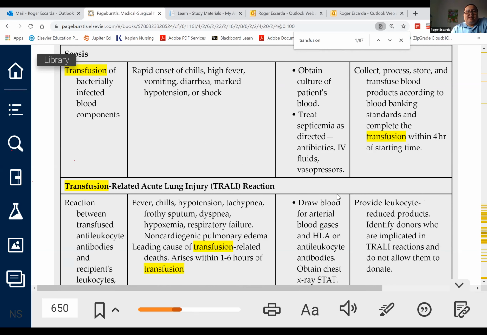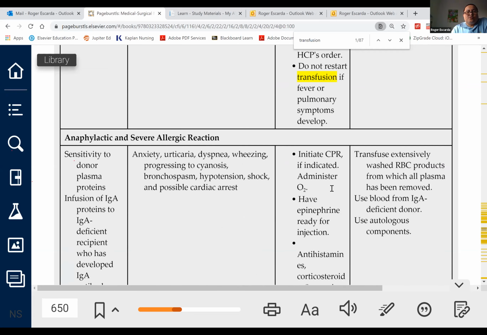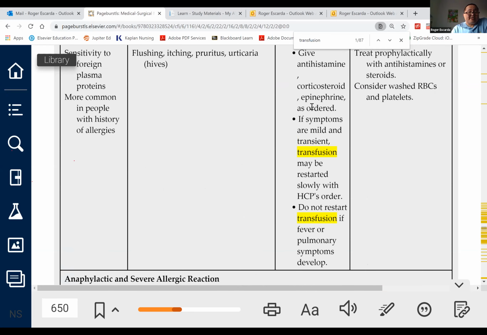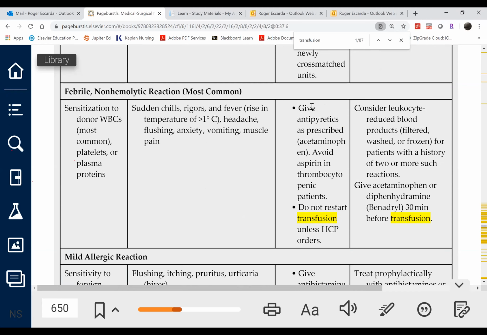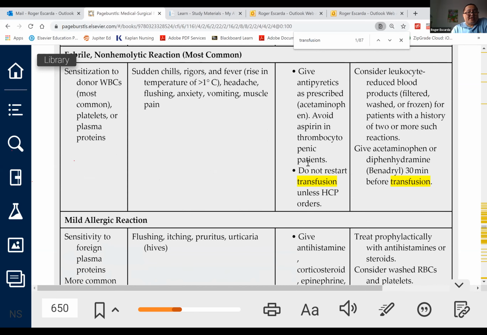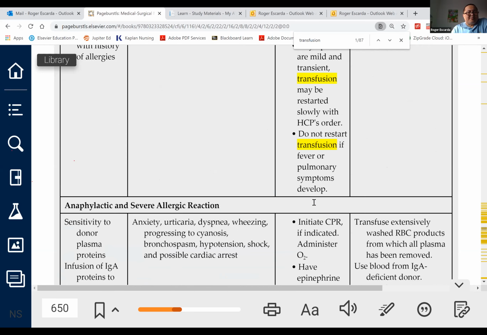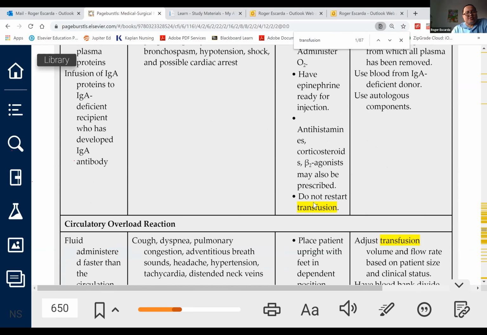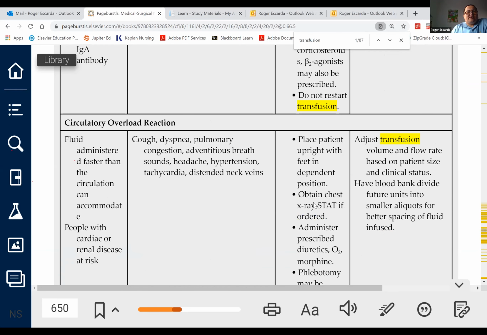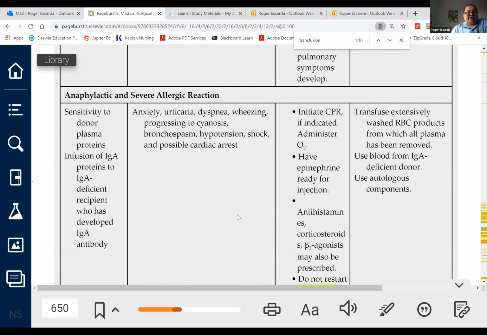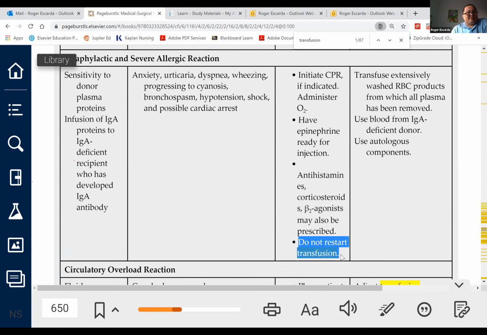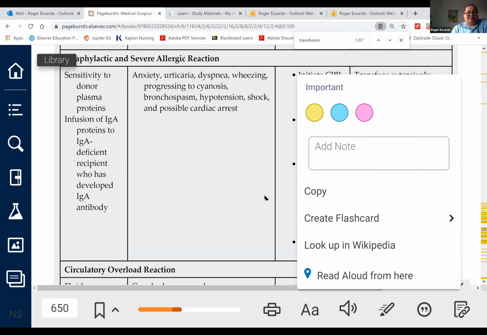Okay, so anytime it says do not restart, does that mean it can be restarted? Are these serious reactions? Obviously not, because it says do not restart, so you can continue, but you just need an order to restart. Except this one, of course, the anaphylactic reaction. It says do not restart, period, because the blood caused the anaphylaxis, so of course we can't restart.